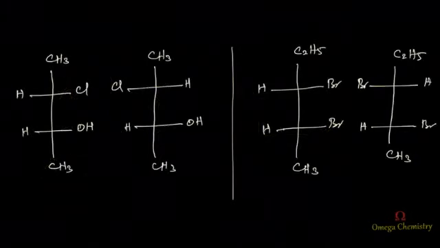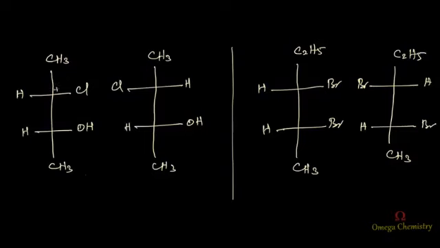Let us practice some examples, right? So first we need to ensure that two similar groups are attached to the adjacent stereocenters. Secondly, we need to check the orientation of similar groups, where they are present. If they are on the same side, then erythro. If they are on the opposite side, then Threo, right?